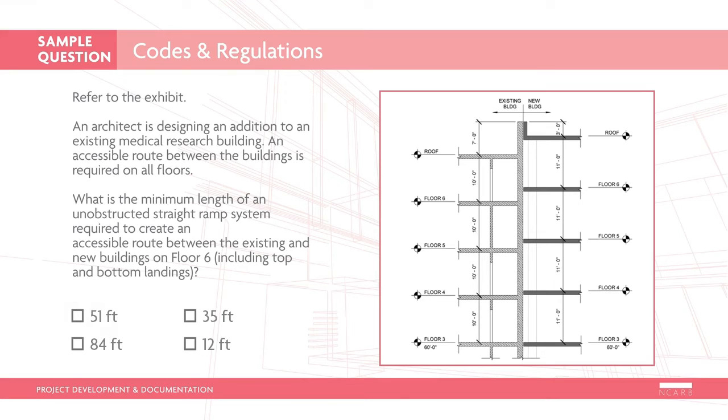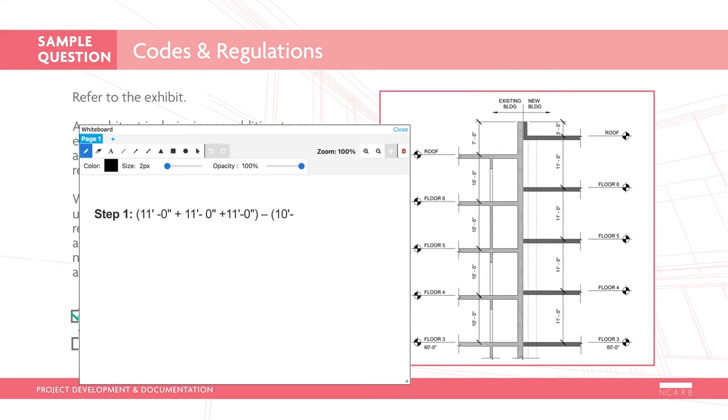The correct response is 51. In order to calculate the minimum length of ramp required, you will first need to determine that floor 6 of the new building is 3 feet higher than the same floor in the existing building. Prior to performing a calculation, it is also important to understand that the ADA standards for accessible design permit a maximum ramp slope of 1 to 12, a maximum ramp rise of 30 inches, and a minimum landing length of 60 inches in a straight direction of travel.